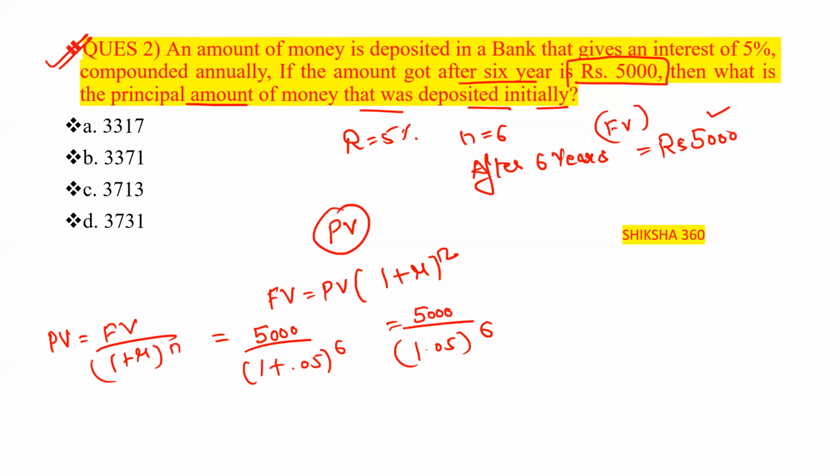So when I'm solving, it comes out to 3731. Clear? So the correct answer here is option D, that is 3731 rupees.